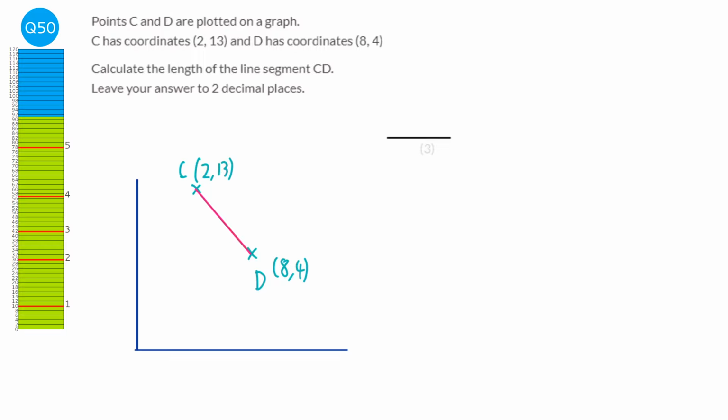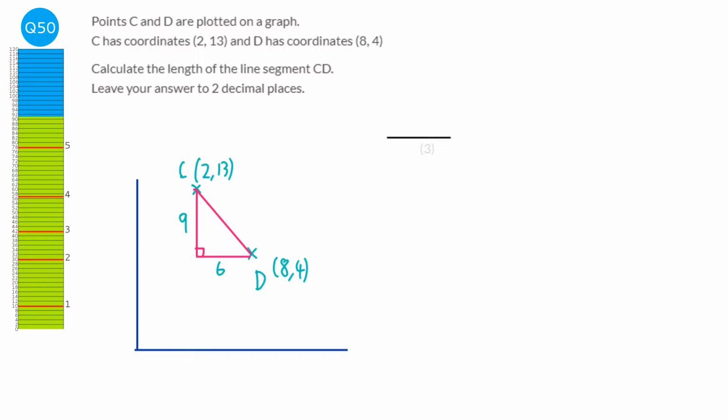Now what I can do is draw in a right-angled triangle here, like so. And we've got the right angle there. And we actually know two of the lengths. So if it's 13 high for C and then 4 high for D, that means that this length here is going to be 9. The x coordinates are 2 to 8, and so that's a difference of 6. And we're looking for the last one.